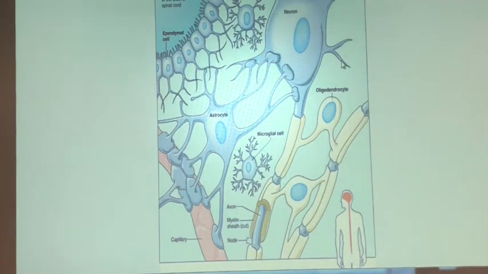Notice these helper cells: astrocytes, microglial cells, oligodendrocytes. Again, the roles of these are going to be as support cells in various ways, shapes, and forms for this particular neuron.